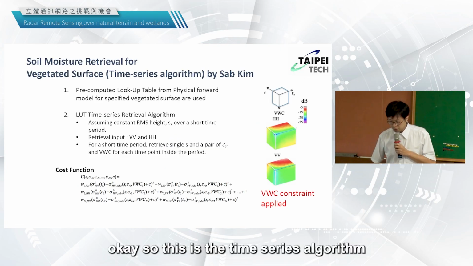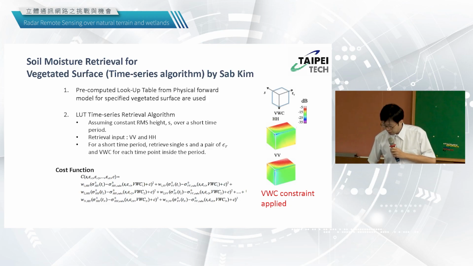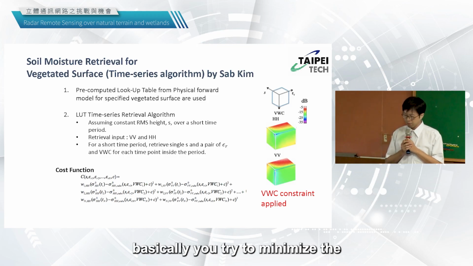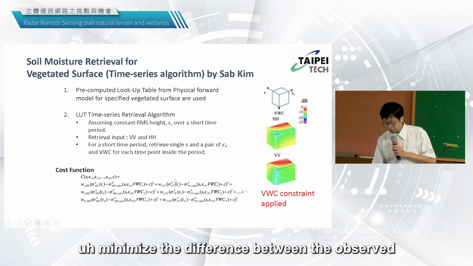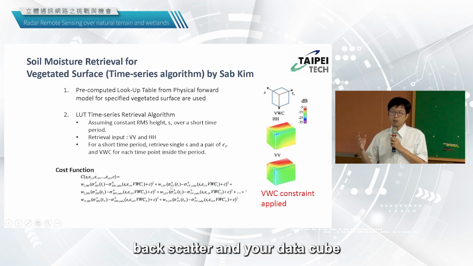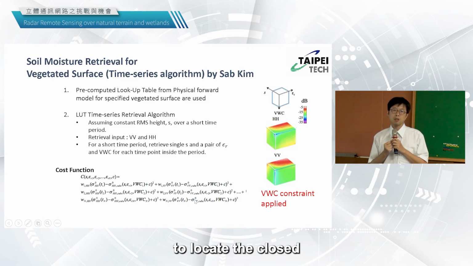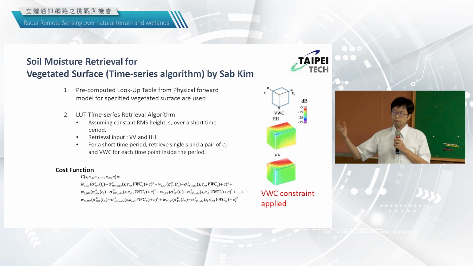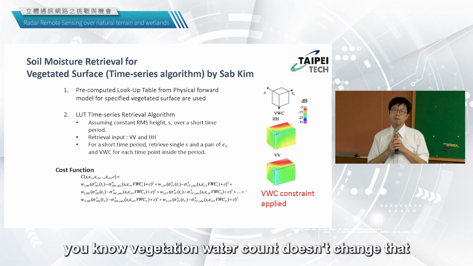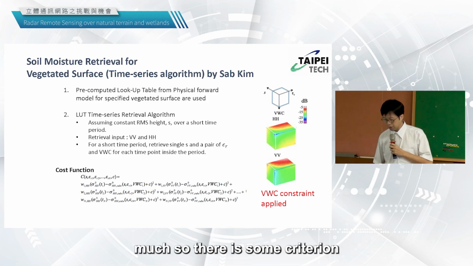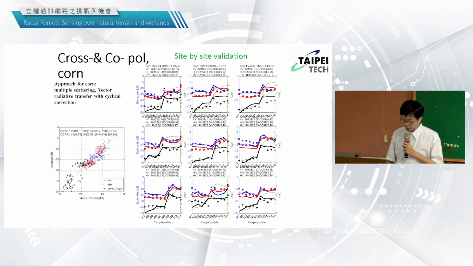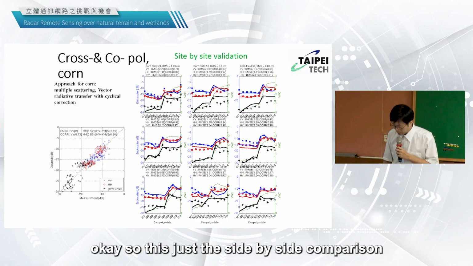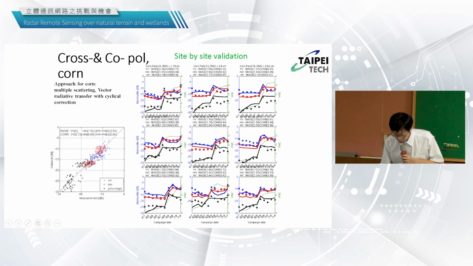Okay, so this is the time series algorithm we applied. Basically, you try to minimize the difference between the observed backscatter and your data cube to locate the closest parameter set. But there are some assumptions you can apply, like the vegetation water content doesn't change that much. So there is some criterion or constraint you can apply in this study. Okay, so this is just the side-by-side comparison, which shows pretty good agreement.